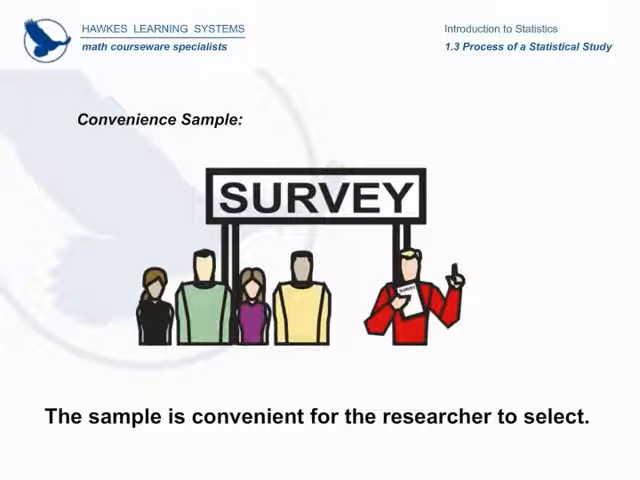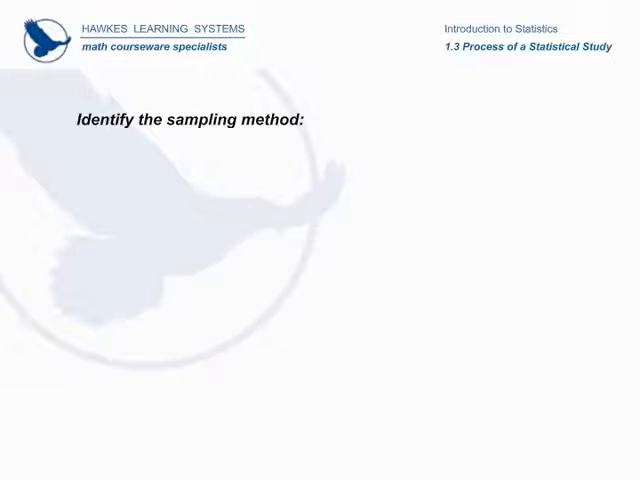Next, we have a convenience sample. And that's where the sample is convenient for the researcher to select. In other words, the researcher doesn't do a lot of planning in order to get his or her sample. They just do whatever's convenient for them. And so that is called a convenience sample. Convenient for who? Convenient for the researcher.